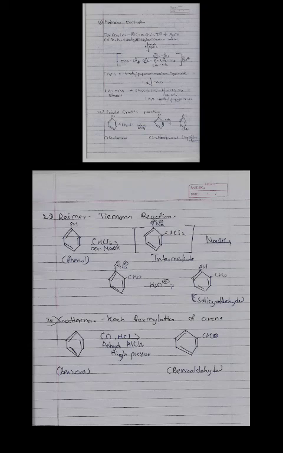Now the 25th is the Reimer-Tiemann reaction. In this, we add phenol plus CHCl3 in the presence of aqueous NaOH, and after adding NaOH in this, we get salicylaldehyde. So the last reaction is the Gattermann-Koch formylation of arene. In this, benzene plus CO and HCl in anhydrous AlCl3 at high pressure, we get benzaldehyde, which means a benzene ring with a CHO group.